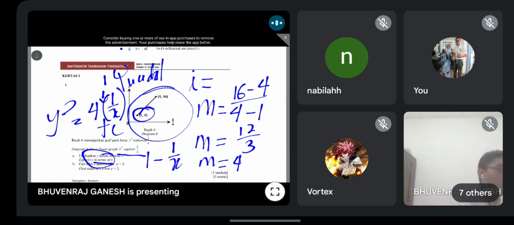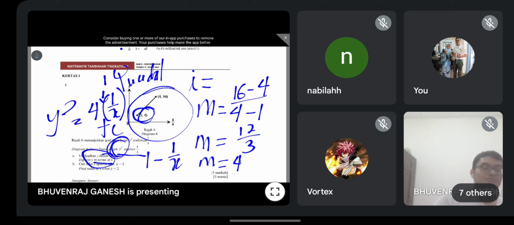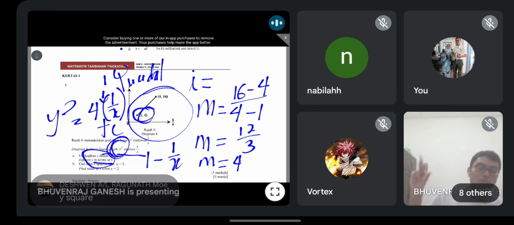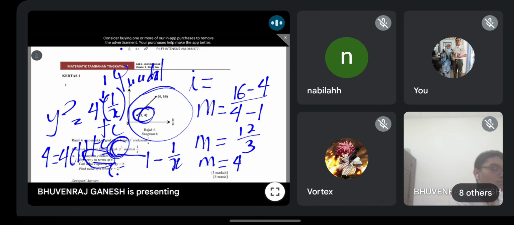And then guys, this one, 4, is 4y or y square? Which one? Y atau y square? Deshwen, are you sure? See your axis. Does the 4 belong to the y only or the y square? Yes, y square. So you'll substitute like this. So guys, can you tell me what's your C value? You will get C is 0.